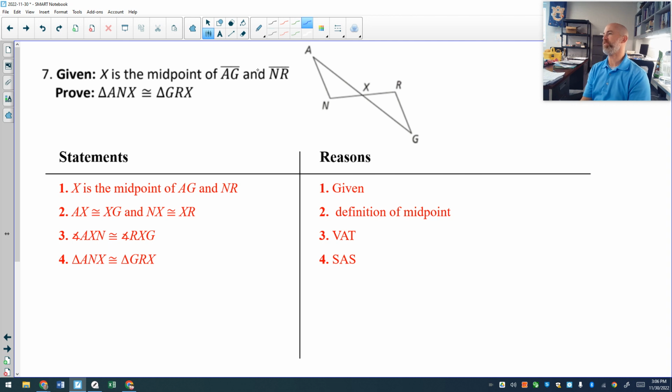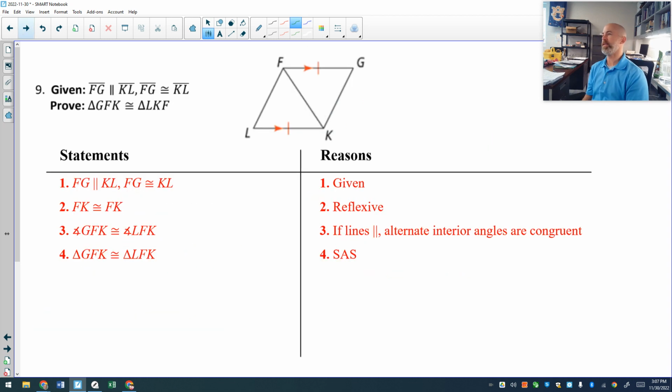So we have the given information, and the instant I see a mention of a midpoint, I will immediately start looking for what that midpoint is making congruent. In this case, it would be both the segments NX, XR, and AX and XG would be congruent as well. So that gives us 2 sides, and we can very quickly, hopefully by now, see the congruent angles with the vertical angles, and we have side, angle, side. Good? Yep. Moving on! And 9 is the last one.